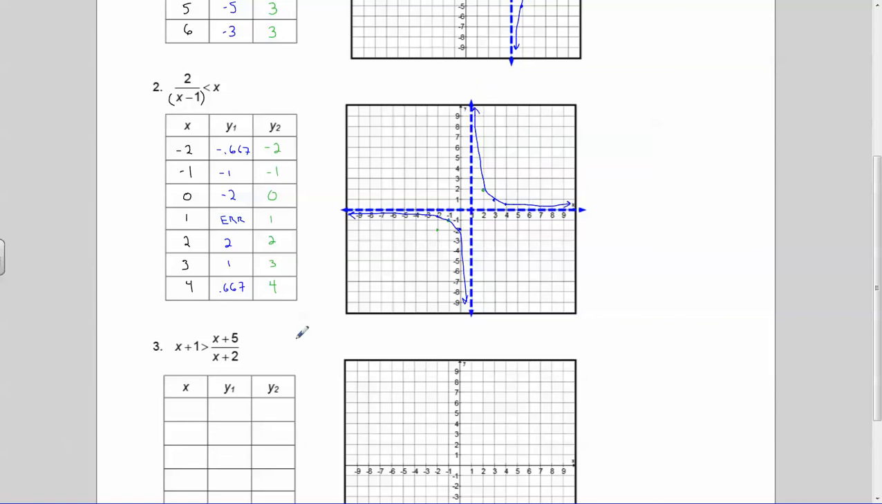Our intersection points, looking at the table, we can see that where x is 2, we have an intersection point because the y values are the same as well. So that occurs right here.